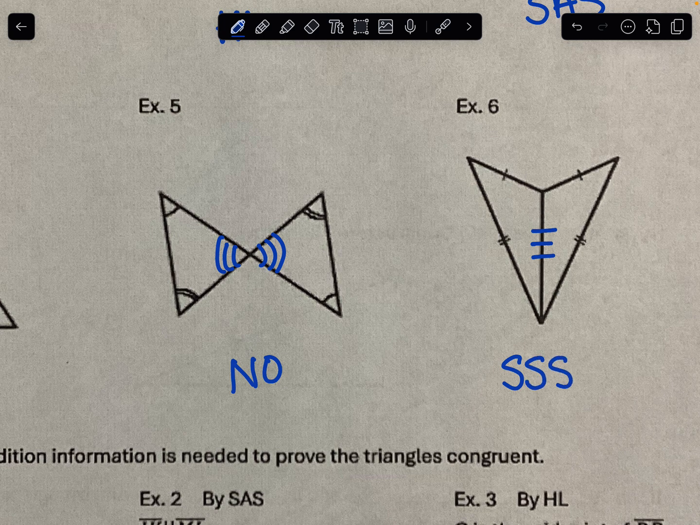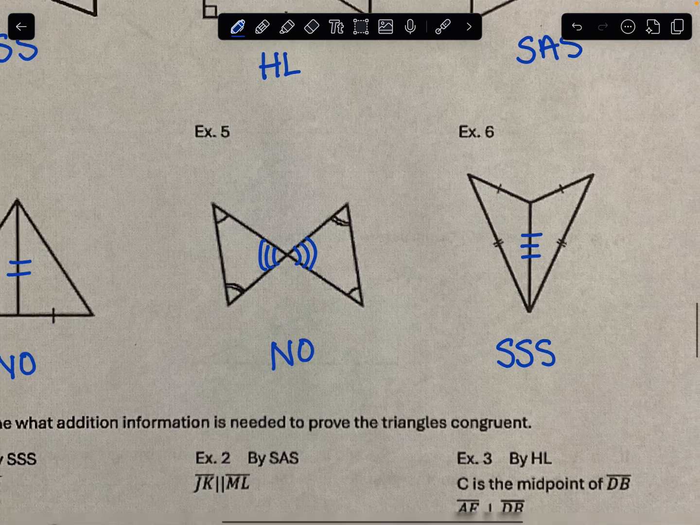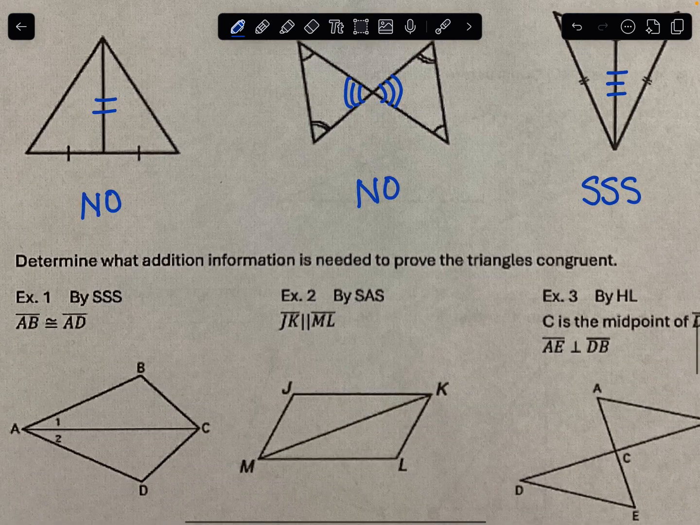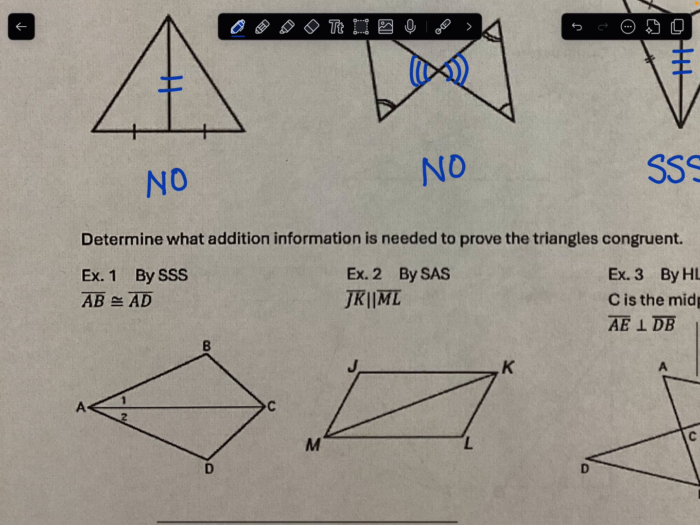Okay. All right. Last section asks you to determine what additional information is needed to prove the triangle is congruent. Okay, so here we're going to prove side, side, side. What does it tell us for sure? It tells us AB is congruent to AD, so I can mark those two sides with 1. What else do we know for sure? Yeah, the shared line is congruent to itself.